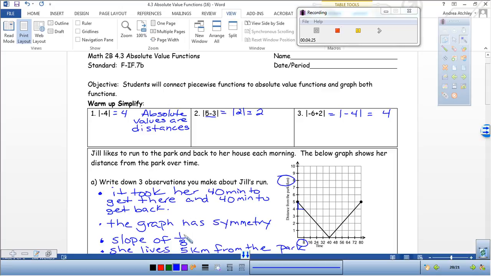It took her the same amount of time to get there. Yes, she ran at a constant rate there and a constant rate back. She didn't speed up or slow down, so she has a very good pace. Okay, it's just the fan.